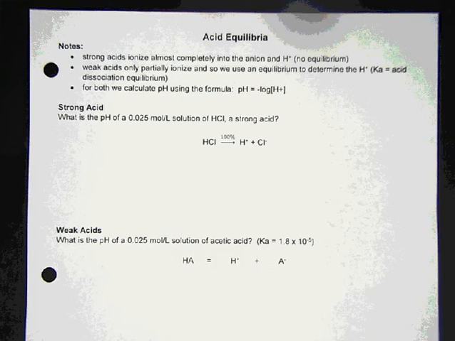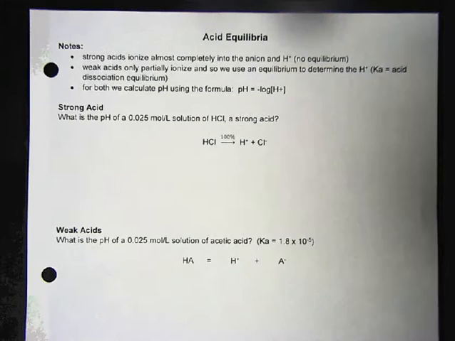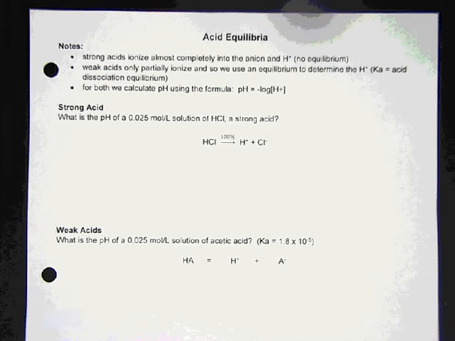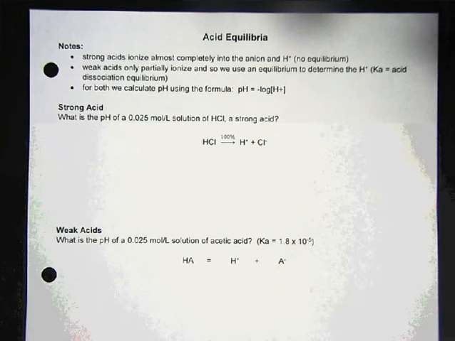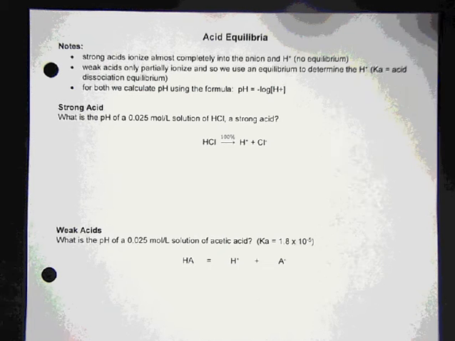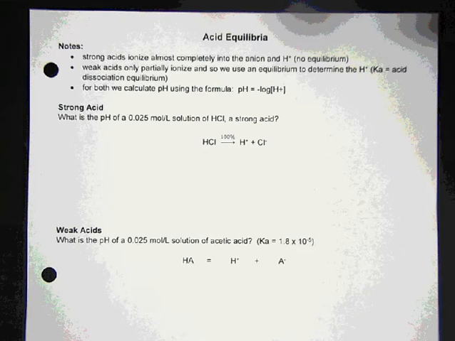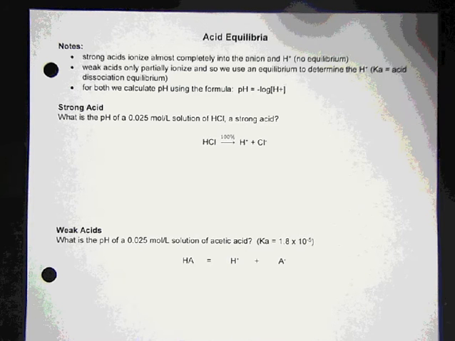This video lesson is on acid equilibriums. There's two things that we need to consider when we're looking at acids: whether the acid is strong or whether it is weak. If it's a strong acid, basically what happens is it ionizes almost completely into anion and into H+. What does that mean?